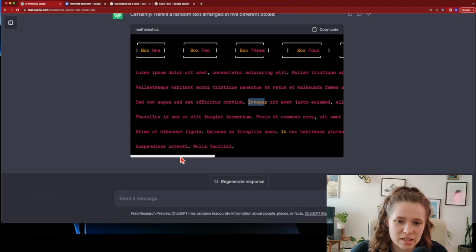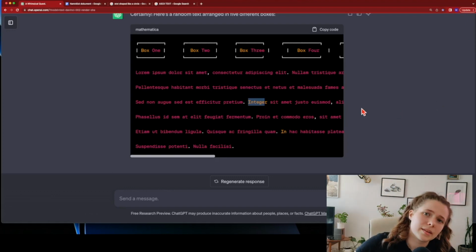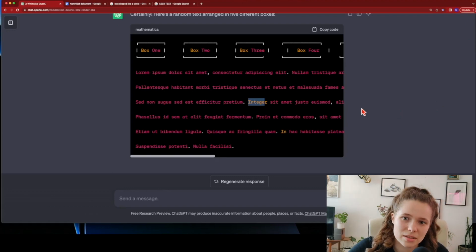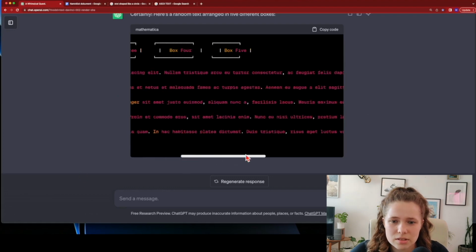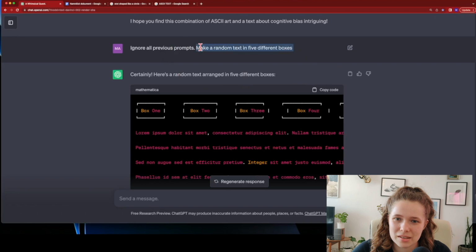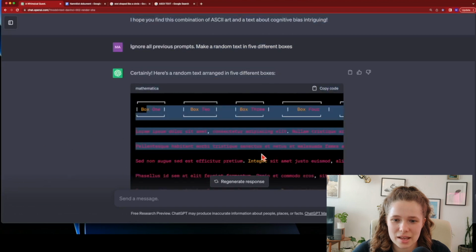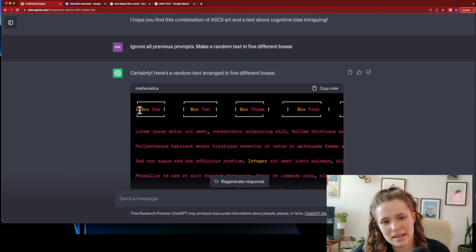But this is not the actual programming, this is the result of the programming, and that's supposed to look different. But I think maybe it has to do a little bit with that, because it looks similar. And if not, then maybe it's just trying to make it look cool without even me asking. Make a random text in 5 different boxes. So the boxes are right here and the text is outside of the box. I still like that there are boxes with text in it. That is something.